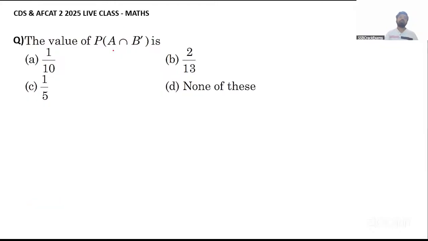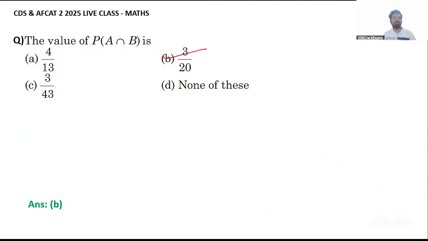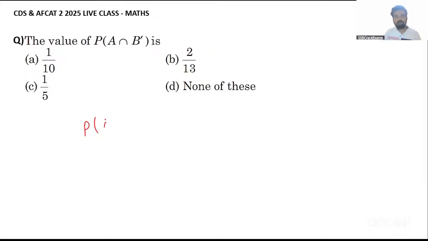Next question, what is the probability of A intersection B naught? So again, we will apply this formula. Where is the formula? This. We will apply this formula again. Probability of A intersection B naught is probability of A minus probability of A intersection B. Okay. So formulas you need not recite. Just do the questions, you will get to know each and every formula. So it is asking for probability of A intersection B naught, which means probability of A minus probability of A intersection B.